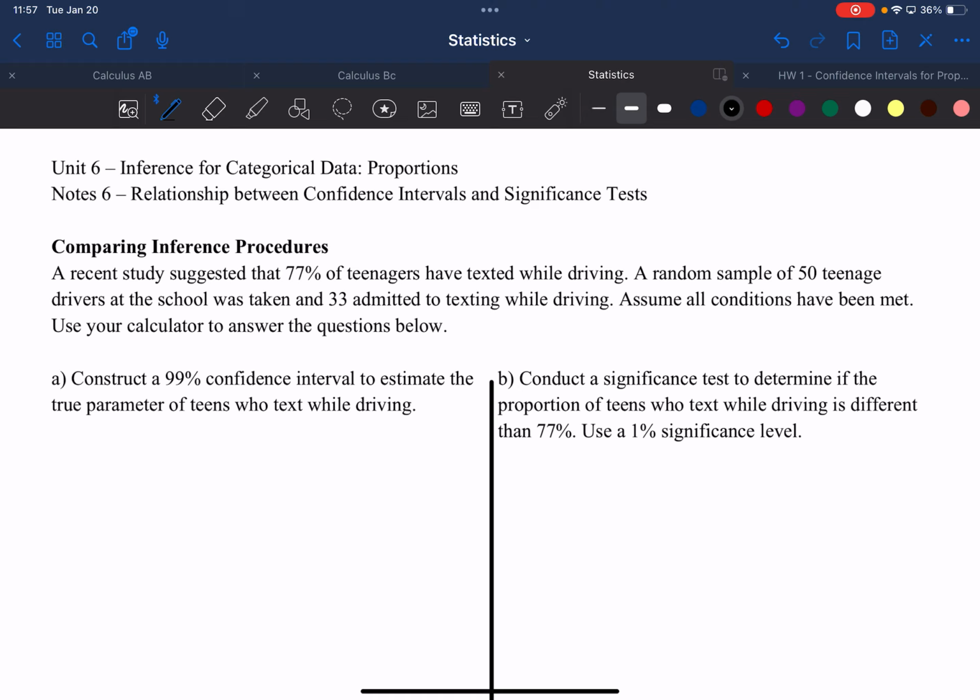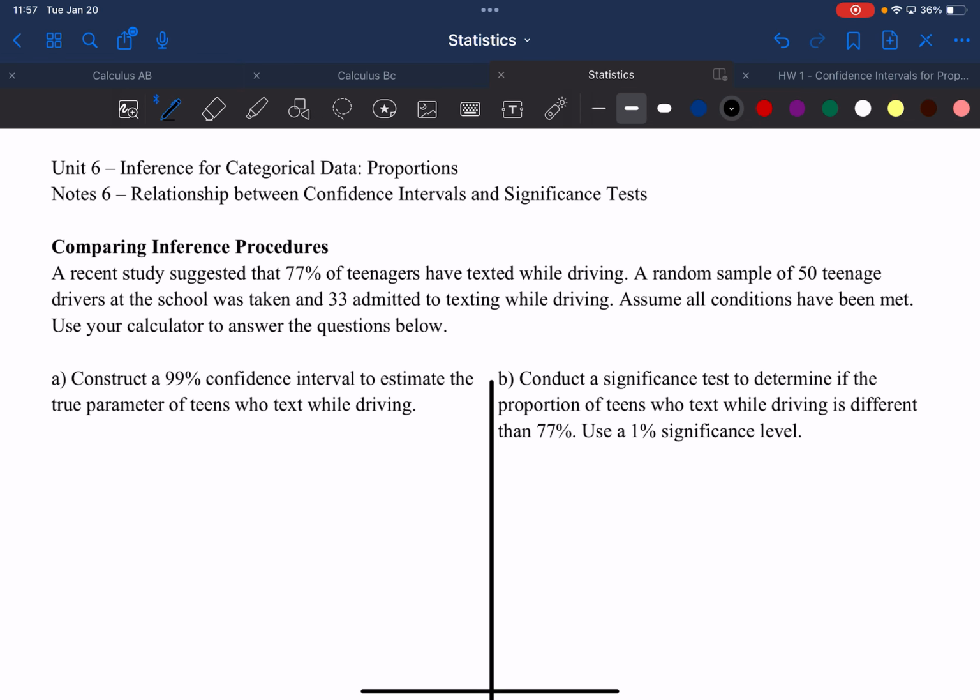Let's go ahead and start on note 6. Note 6, I'm going to talk about the relationship between confidence intervals and significance tests. Think of these notes as like a giant recap. If you want to go back and you're struggling on the Desmos portion, all the Desmos stuff I'm going to do right here in these notes.